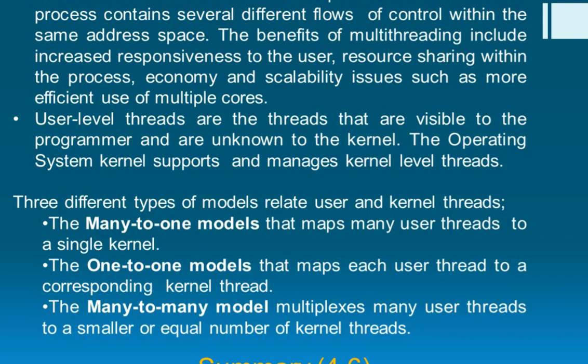User-level threads are the threads that are visible to the programmer and are unknown to the kernel. The operating system kernel supports and manages kernel-level threads. Three different models relate user and kernel threads: the many-to-one model, the one-to-one model, and the many-to-many model. Many-to-one maps many user threads to a single kernel thread, and one-to-one maps each user thread to a corresponding kernel thread. A many-to-many model multiplexes many user threads to a smaller or equal number of kernel threads.